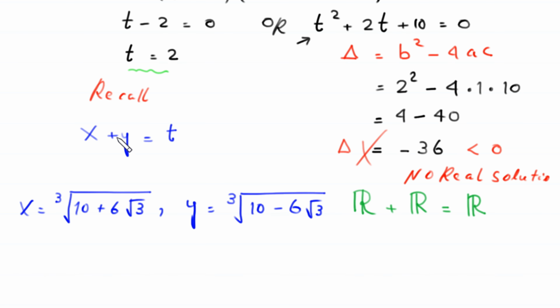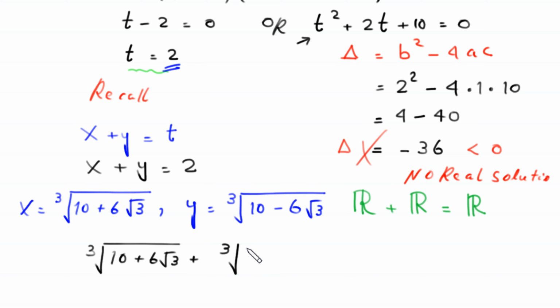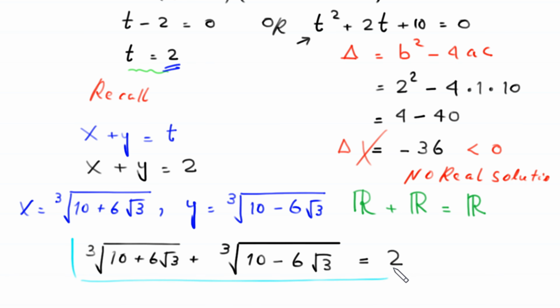And because x plus y is equal to t and t is equal to 2, this will become x plus y is equal to 2. So the sum of this expression and this expression, cube root of 10 plus 6 times root 3 plus cube root of 10 minus 6 times root 3, is equal to 2. This is the final answer of this problem.